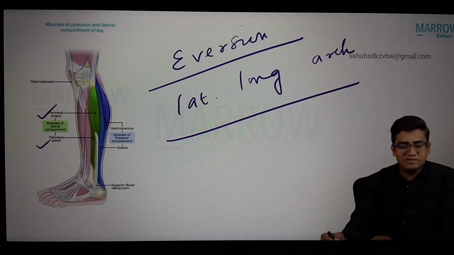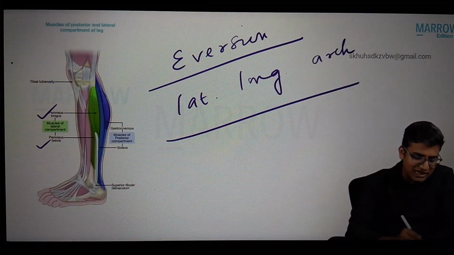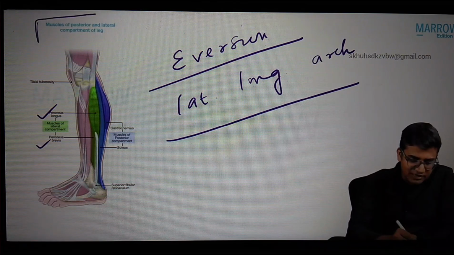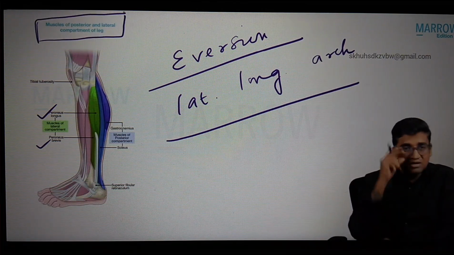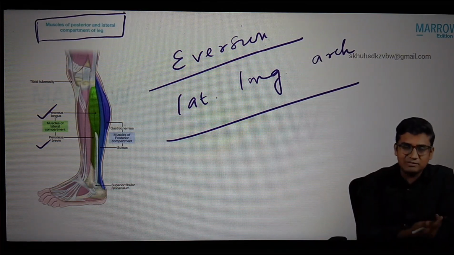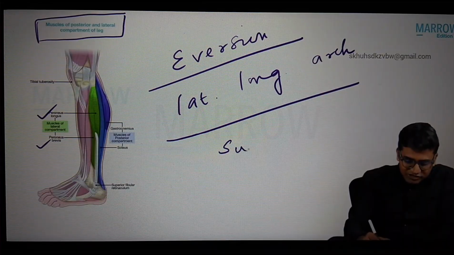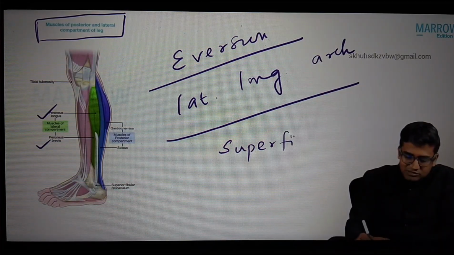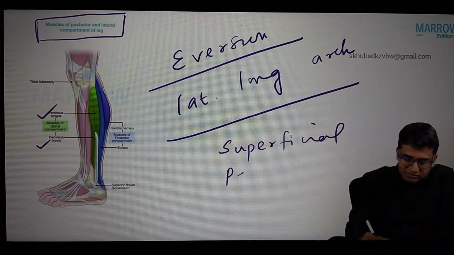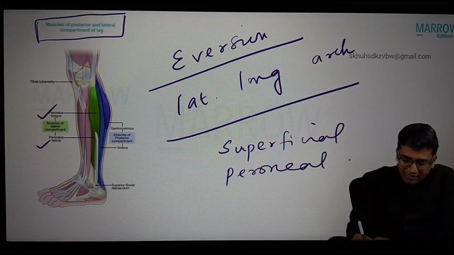The lateral compartment of leg, with peroneus longus and peroneus brevis. Muscles in the lateral compartment of leg are supplied by which nerve? Superficial peroneal nerve, or superficial fibular nerve.